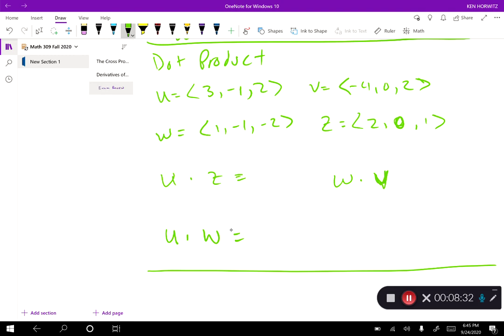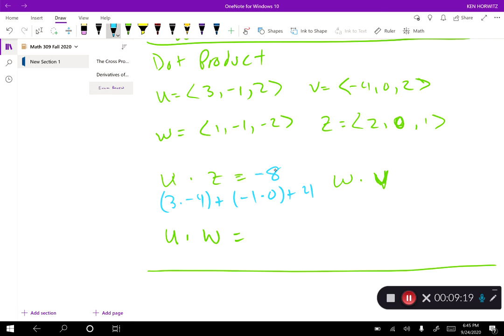So how do you do the dot product? You take the corresponding components and you multiply them together. As you're multiplying together, you're adding. The result of a dot product is a scalar, so you'll get a single number. So for u dot z, I'm going to do 3 times -4 plus -1 times 0 plus 2 times 2, which is 4. So 3 times -4 is -12, plus 4 is -8.